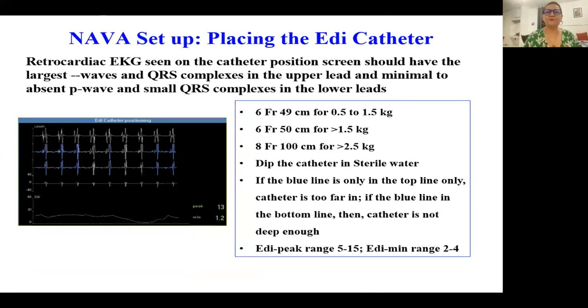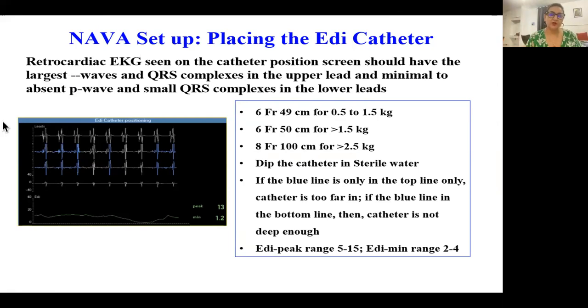Now, how do you decide which baby will use which French catheter? This is important. You use a 6 French 49 centimeter catheter for a baby who is 0.5 to 1.5 kg, a 6 French 50 centimeter for more than 1.5 to 2.5 kg, and an 8 French 100 centimeter for a baby who is more than 2.5 kg. This is how you decide and then you calculate. Once you have decided the French catheter, we dip the catheter in sterile water and then start inserting up to the mark which we have calculated.